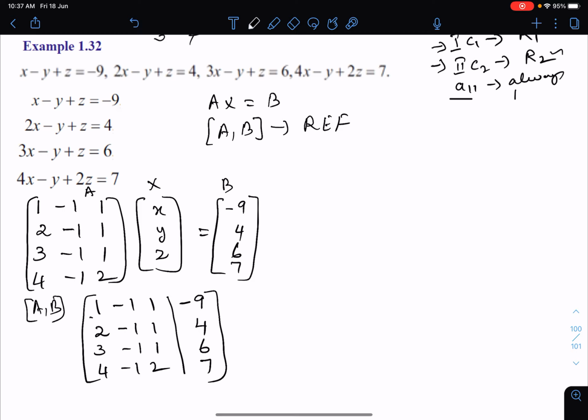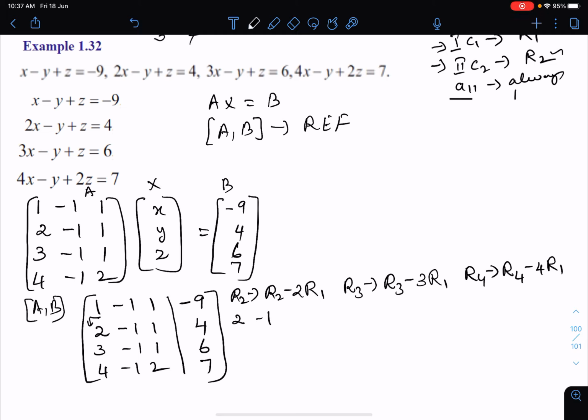Below this 1 you are going to make all the elements 0. For that you are going to take the help of R1. So 3 rows you are going to consider. First we will go to row 2 minus 2 R1. Similarly row 3 minus 3 R1, and row 4 minus 4 R1.